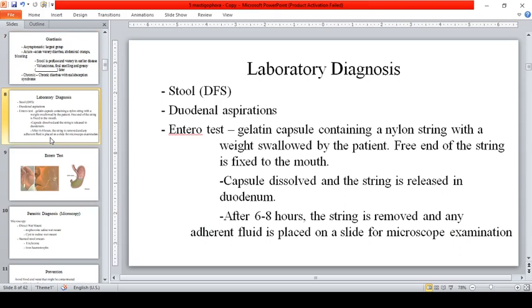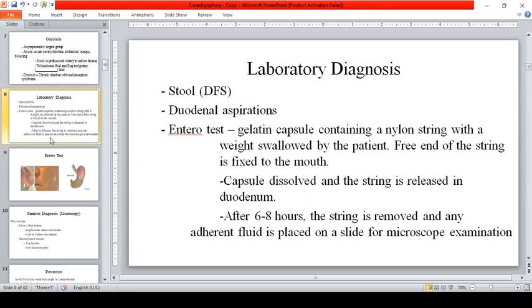Okay, so laboratory diagnosis: direct fecal smear of stool. Okay, ma'am, bakit direct fecal smear? Again, because the diagnostic stages are found in the stool sample. Okay, so duodenal aspiration as well. Duodenal aspiration, kukuha ng sample sa may duodenum.